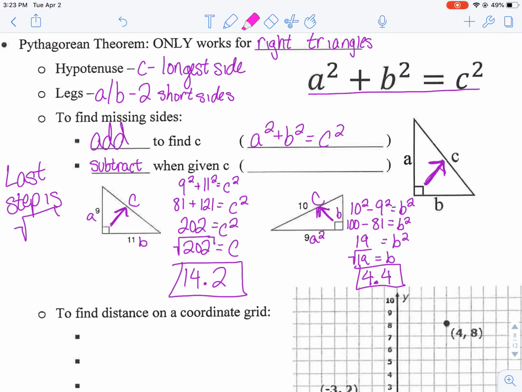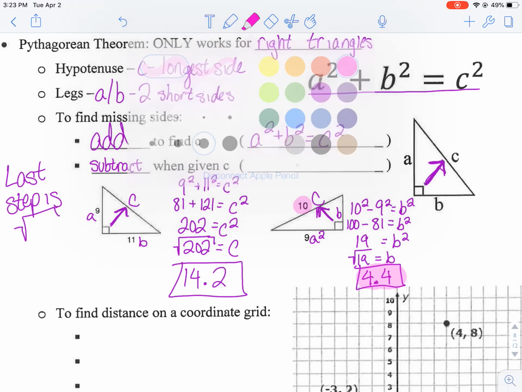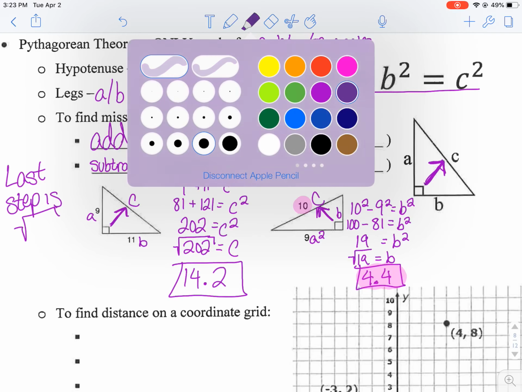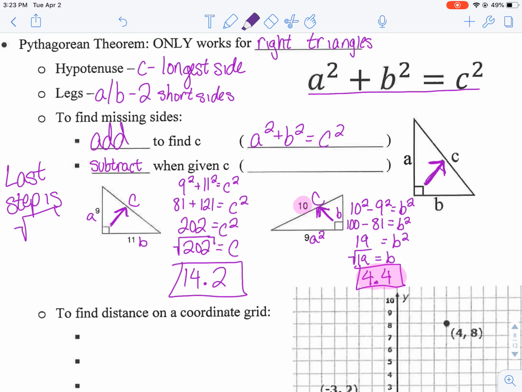If they give me C, they told me C is 10, my answer better be less than 10. When I'm looking for C right here, my answer better be higher than both of those numbers. That 14.2 is higher than that 11 and that 9. So when they give me C, we're doing C squared minus A squared to figure out what B squared is. For most of us, Pythagorean theorem was our jam. We did awesome at it, so we're just breezing through it real quick.